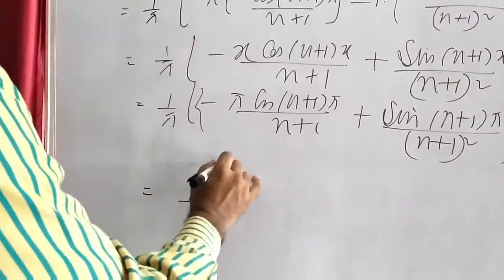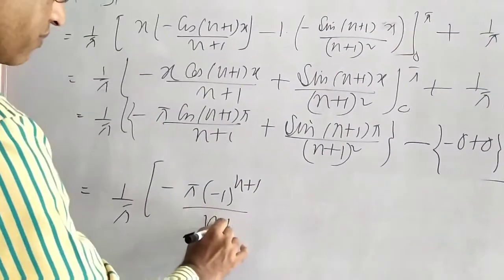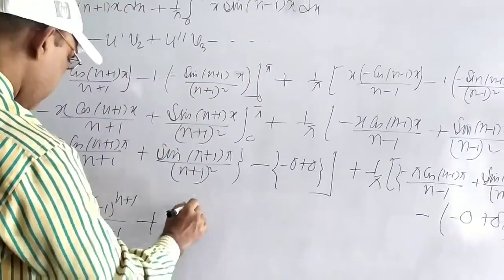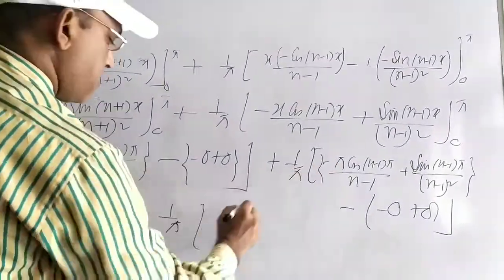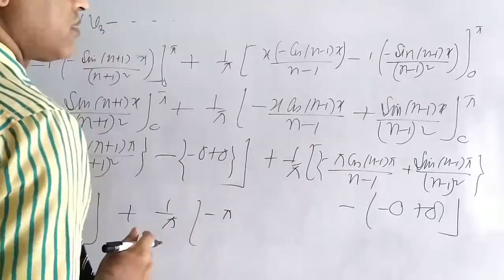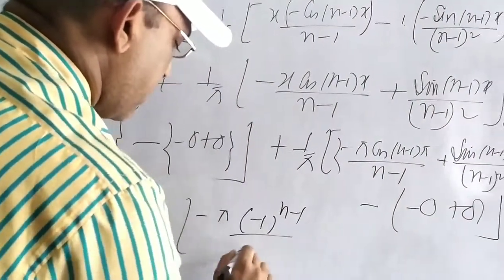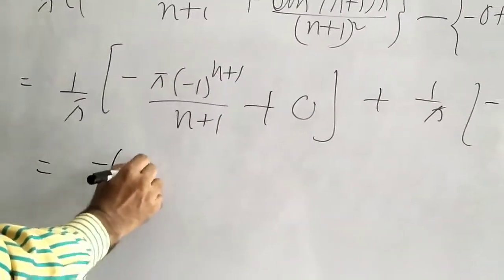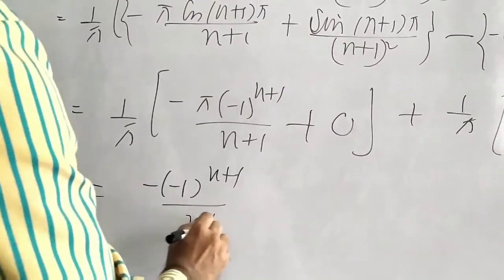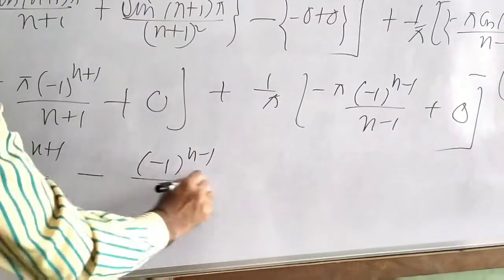1 by pi, this is minus pi minus 1 to the power n plus 1 by n plus 1. This is sine n pi, 0. We get this, and this is cancelled. 1 by pi, this is minus pi cos (n-1) into pi. This will be minus 1 to the power n minus 1 by n minus 1 sine this pi. This is 0 and this one cancels. So at last we get pi cancel, minus 1 to the power n plus 1 by n plus 1, this is minus 1 to the power n minus 1 by n minus 1.